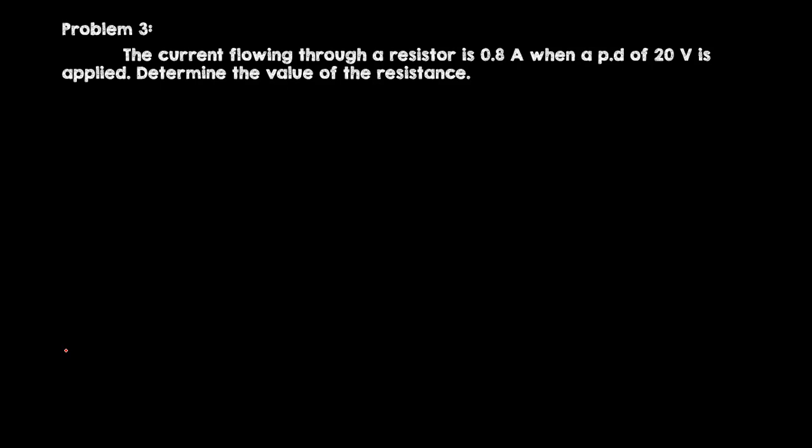Problem number 3. The current flowing through a resistor is 0.8 amperes when a potential difference of 20 volts is applied. Determine the value of the resistance. From Ohm's law, we need to find the resistance. Since R is equal to V over I, and we have the voltage of 20 volts. Again, potential difference is voltage. We have 20 volts all over 0.8 amperes.